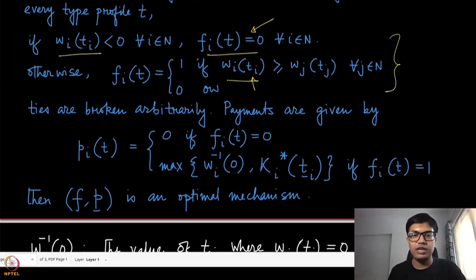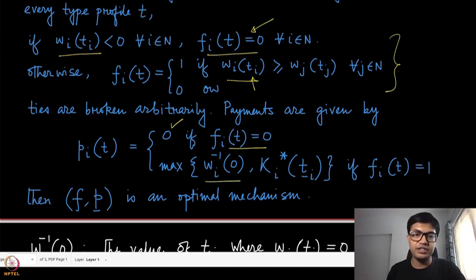And therefore, I'm not going into the actual derivation of this payment, because it is straightforward and one can do that. But I'm just giving you some intuition about what is happening. So if the allocation for an agent is zero, then the payment will also be equal to zero. That's quite obvious. But for the other case, when it is the agent who is actually winning this object, we have to look at two cases.